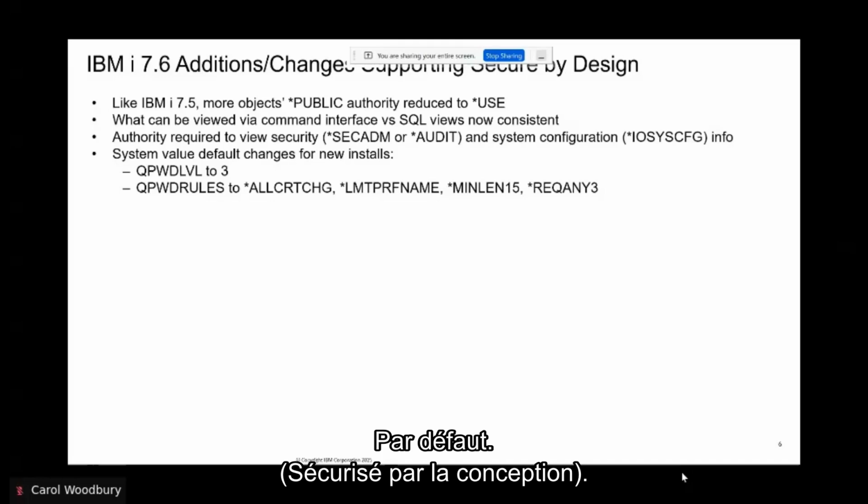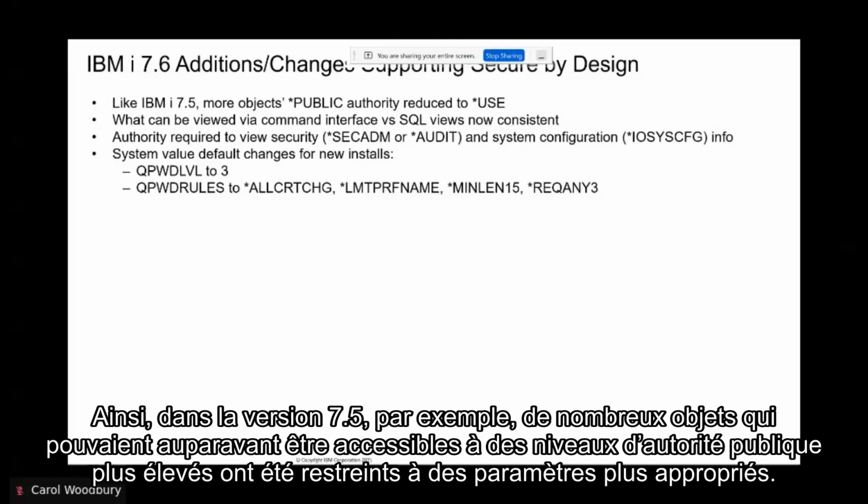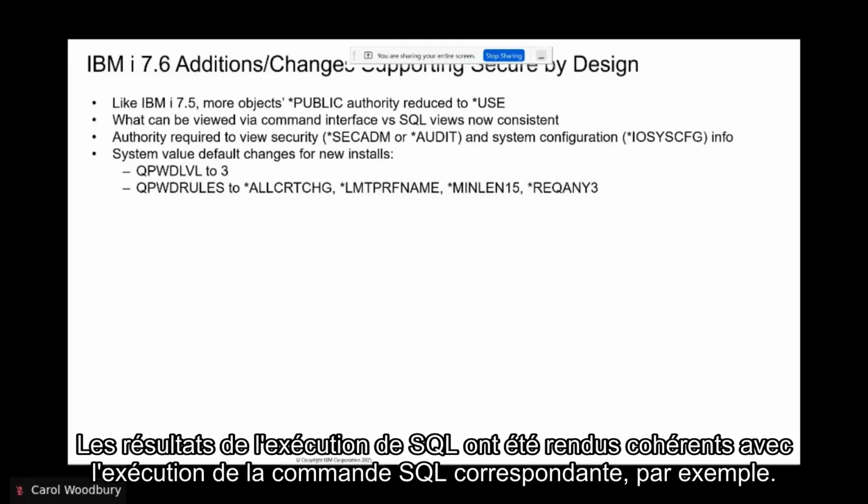So in 7.5, for example, many objects that escaped out the door at a higher public authority setting were reduced to the more appropriate setting of public use or public read. SQL has been made consistent. The results of running SQL have been made consistent with the running of the corresponding CL command, for example.